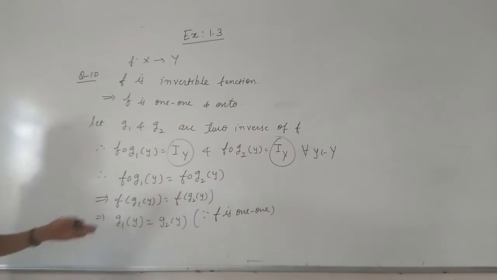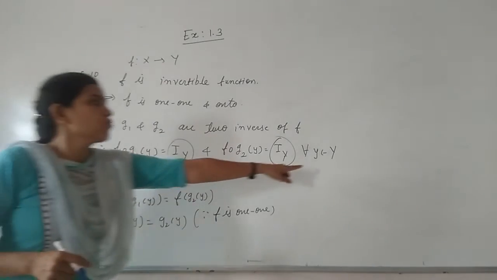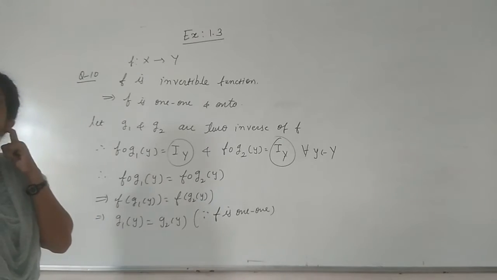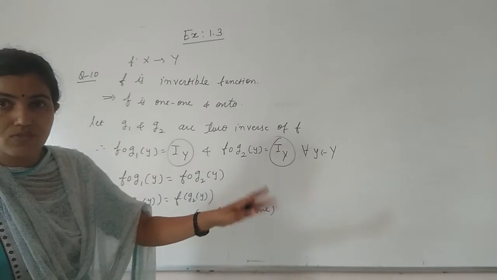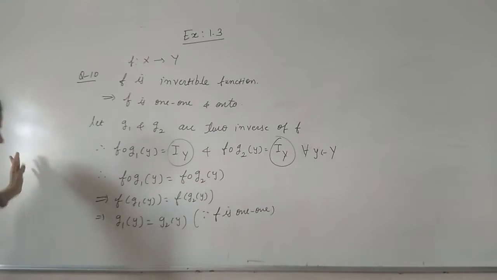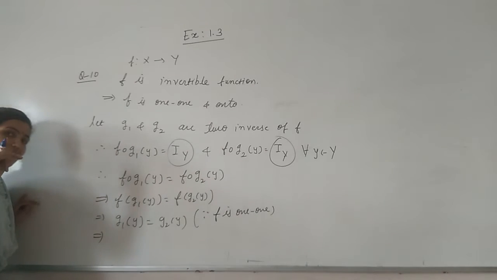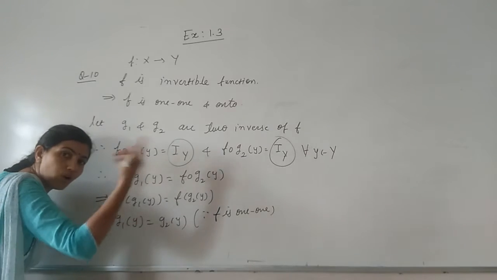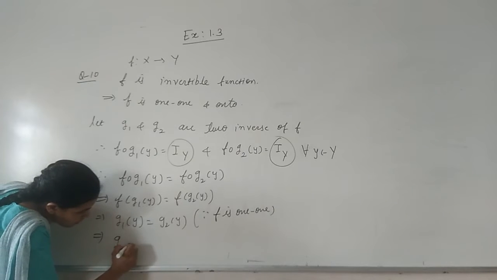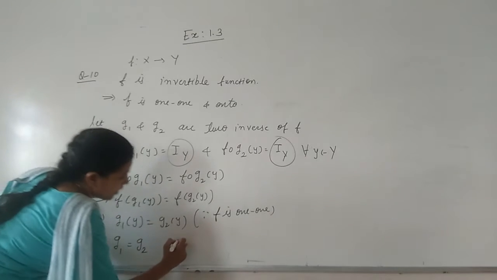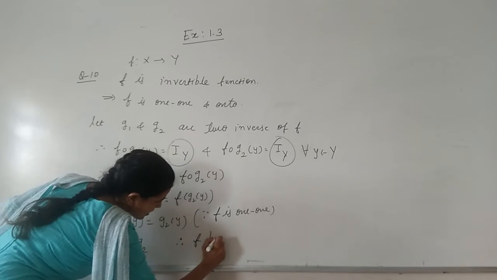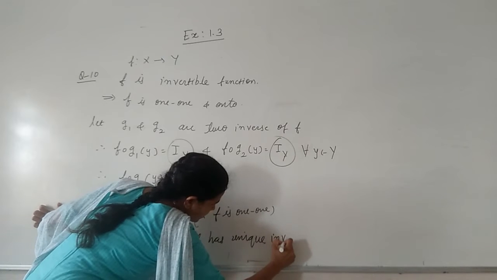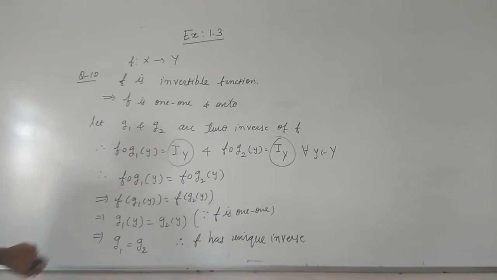Now as f is 1-1, G1 y is equal to G2 y for all y belongs to capital Y. So by the definition we know that if f of x is equal to g of x for all x belongs to X, then f is equal to g. We saw that in definition 11. So similarly, if G1 y is equal to G2 y for all y belongs to Y, that will give G1 is equal to G2, and therefore I can say that f has a unique inverse. So done.